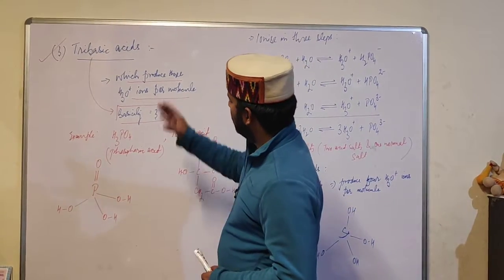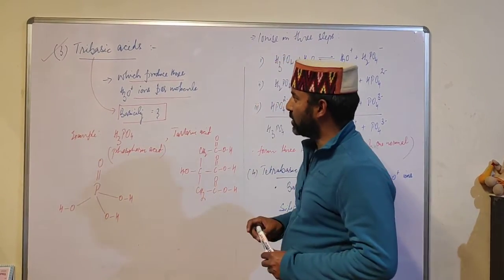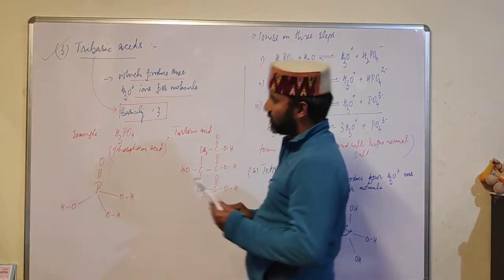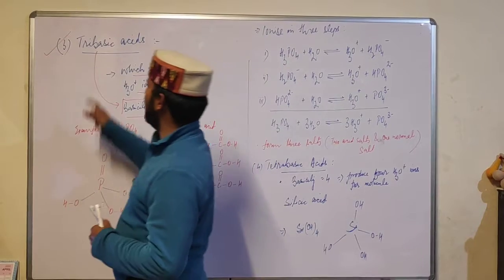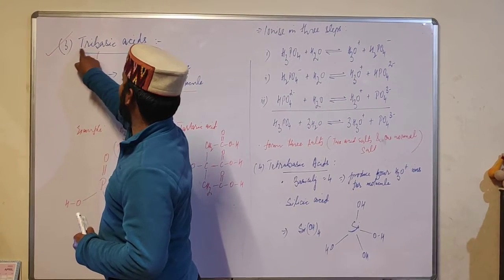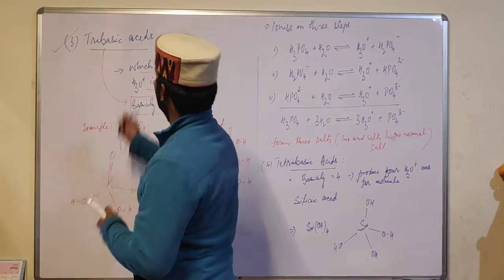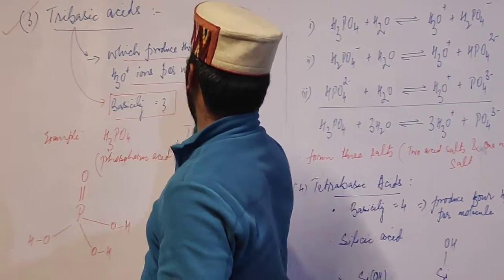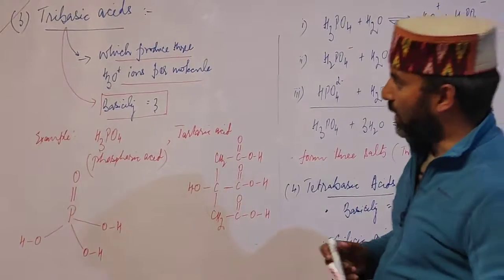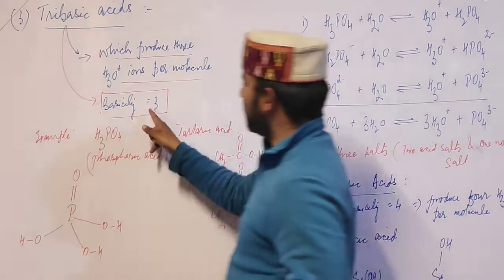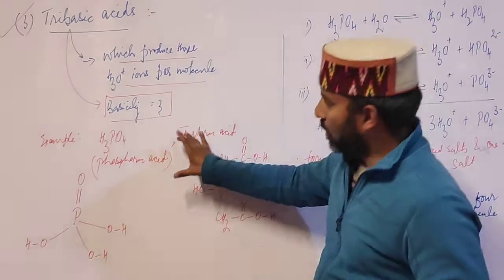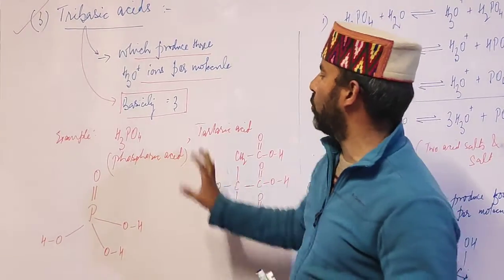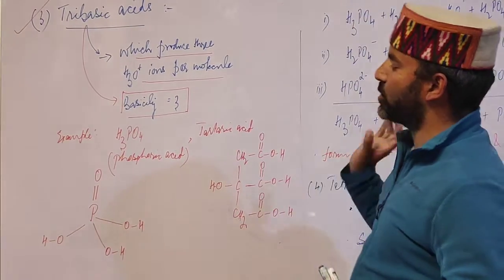Students, now on the basis of basicity, the third type of acids are called tri-basic acids. Here tri means three, so these acids are those which produce 3 hydronium ions per molecule. That is, these acids have basicity 3. Examples are phosphoric acid, H3PO4, and tartaric acid.